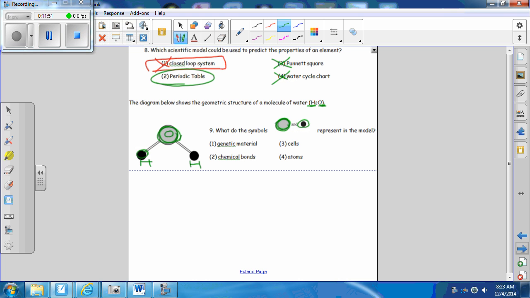So what do these circles actually represent? Is this H genetic material, a chemical bond, a cell, or is that H an atom? What do you think it is? Go ahead.